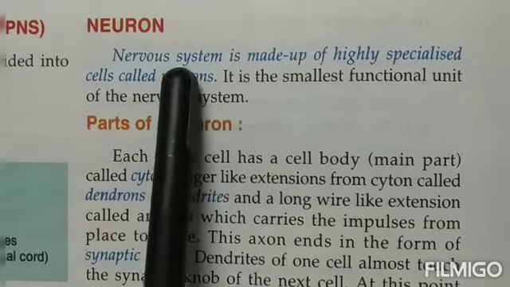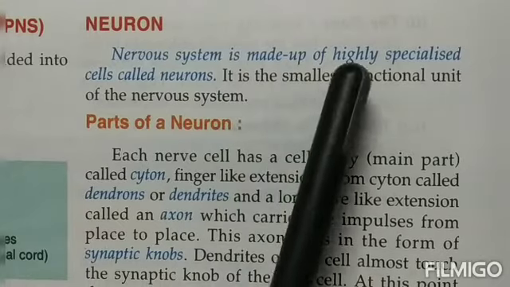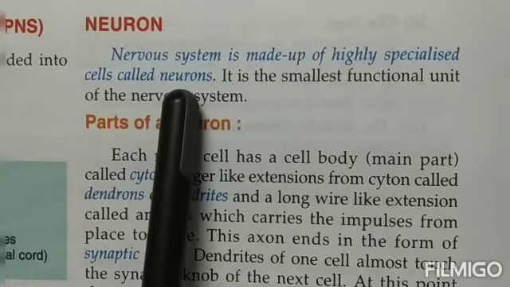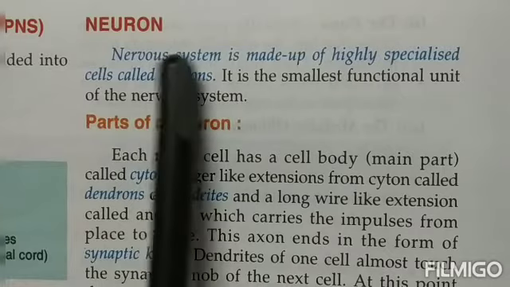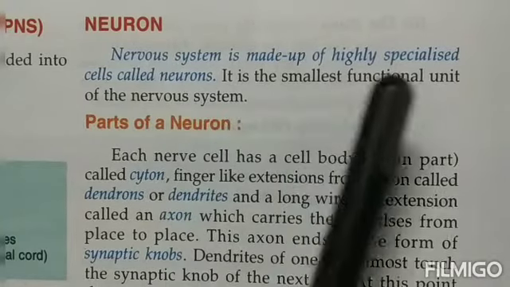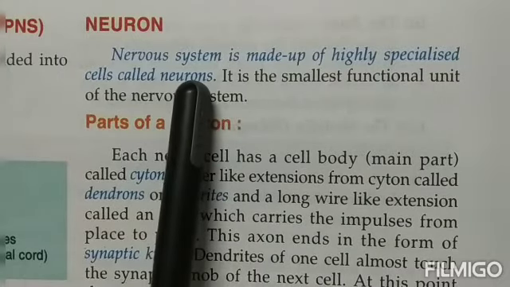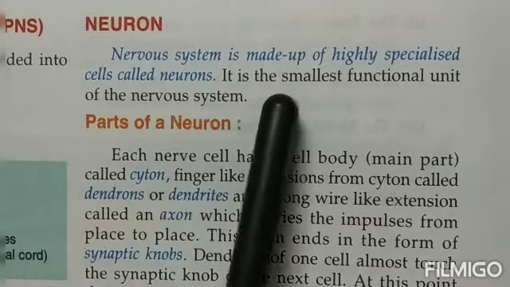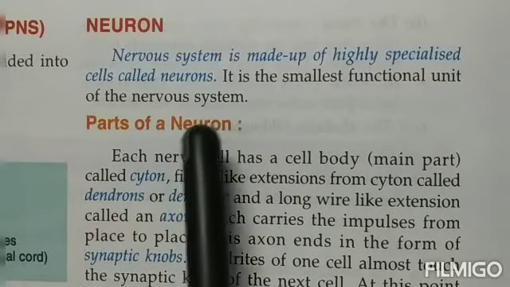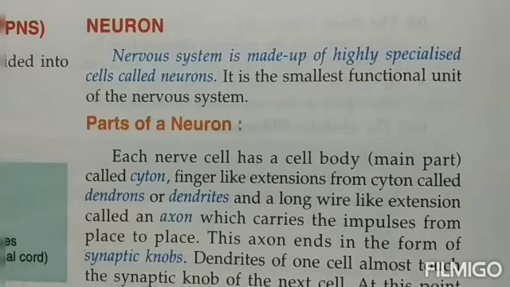Coming to the neurons, children, the nervous system of our body is made up of highly specialized cells, and these cells are known as, children, neurons, because they make the nervous system, so the name is neurons. It is also the smallest functional unit of this nervous system because they are the smallest cells, and cells, you know, children, they are the smallest structural and functional unit. So that way neurons are the structural and functional unit of the nervous system.